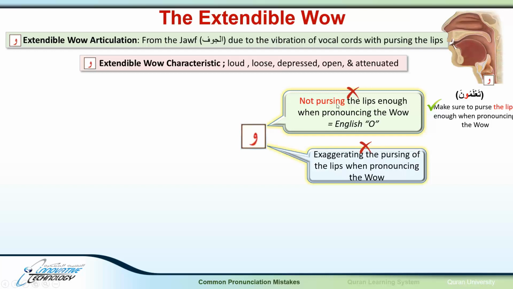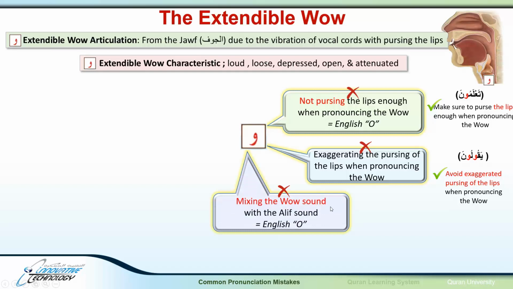The second mistake is exactly the opposite of the first one. In the first, we didn't purse the lips enough. Here, we exaggerate the pursing of the lips when pronouncing the wow, like يقولون. And let's compare that with a proper pronunciation as we hear it from Sheikh al-Husari, يقولون. So here, we have to avoid exaggerated pursing of the lips when pronouncing the wow: يقولون and not يقولون.